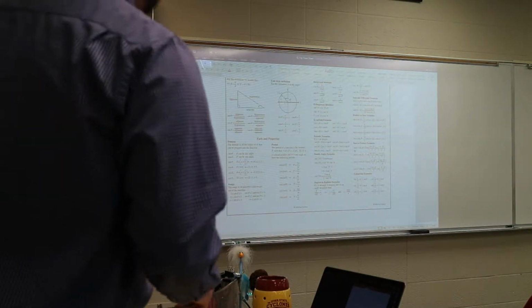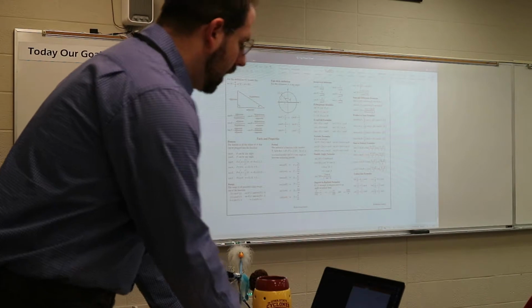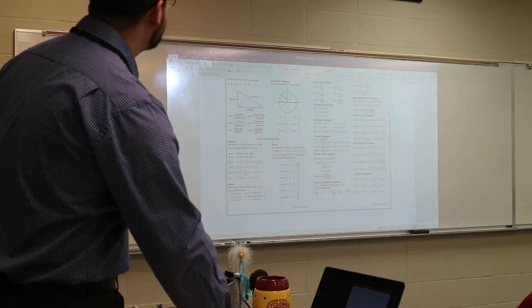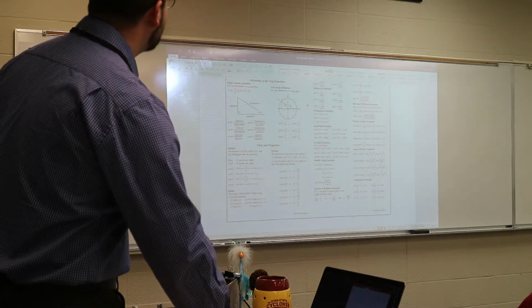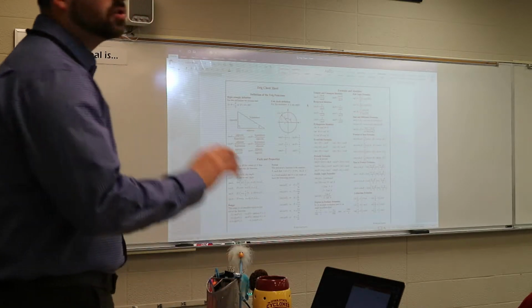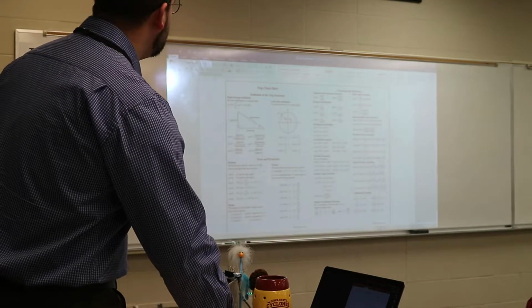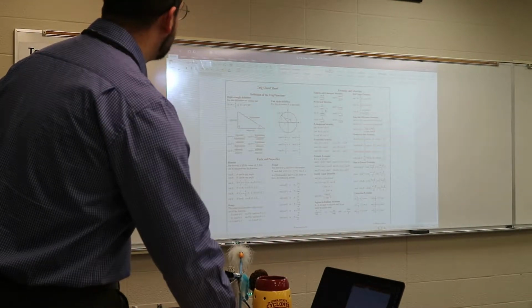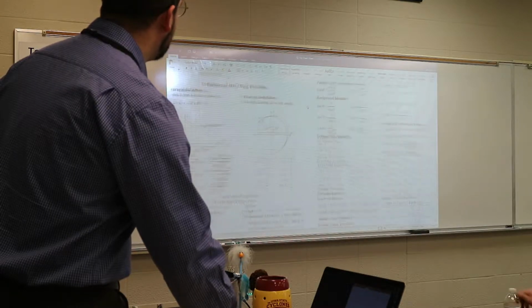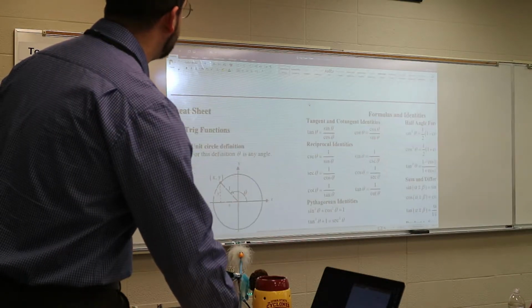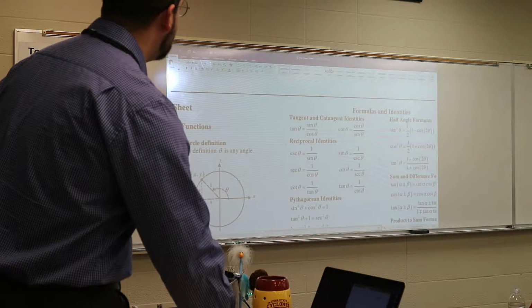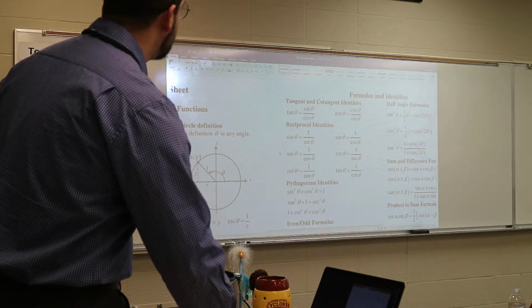Okay, section 5.1. On the property sheet that you have, on the second page, I think it says cheat sheet at the top. You need to look on this side over here. If you don't have your property sheet, this is something you could write down. These are the ones we're going to look at today.